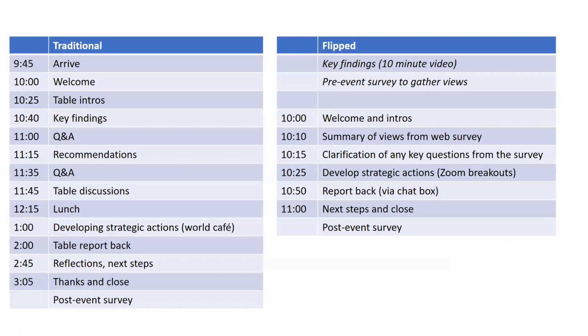And the beauty of that is that it means that your events can be a lot shorter. So here's a real life example. This is a workshop that was due to be run face-to-face at Armidale, actually. And it was to be a 5-hour face-to-face workshop, but because of coronavirus, it was postponed at the last minute.